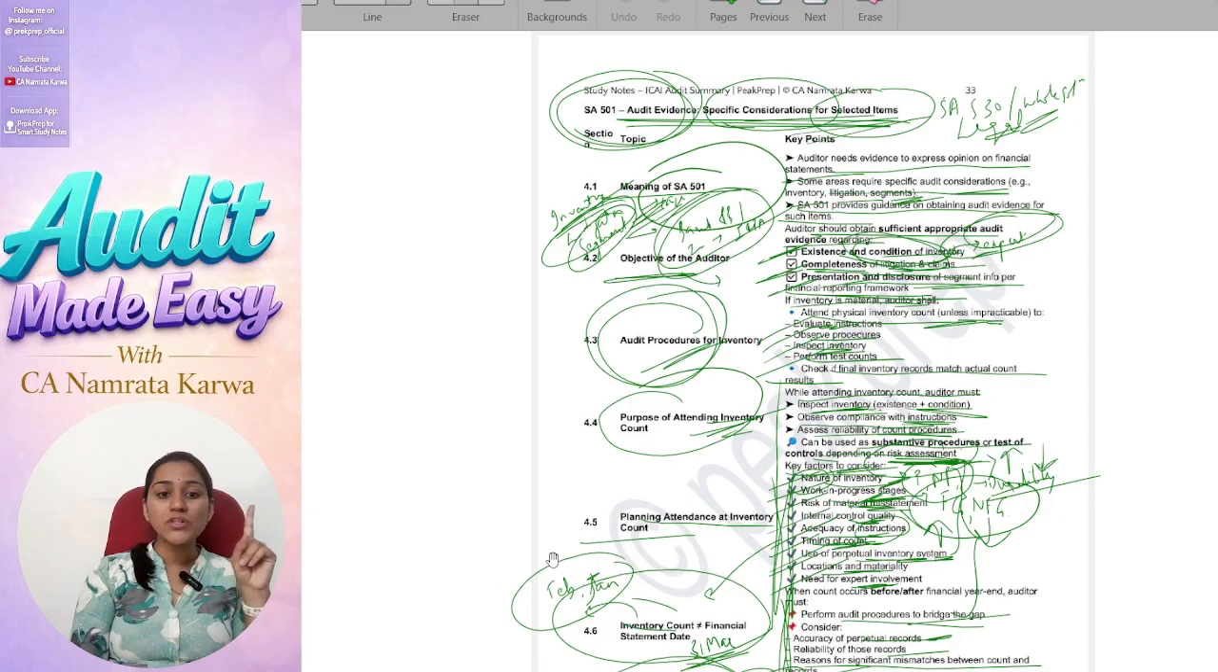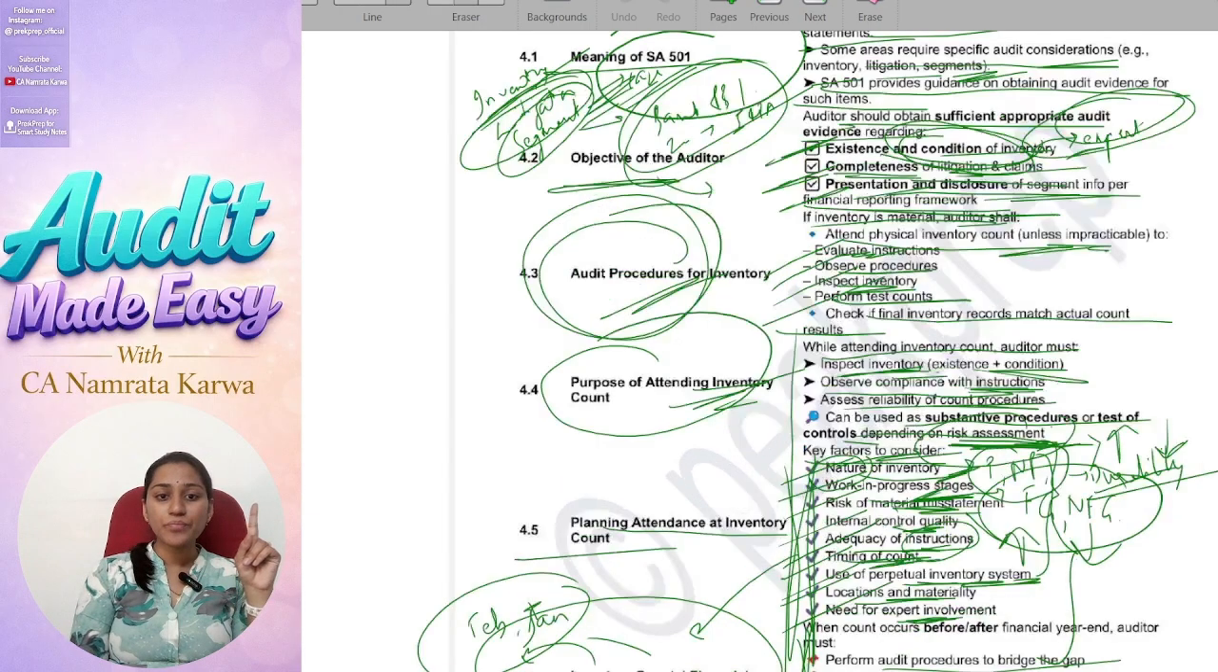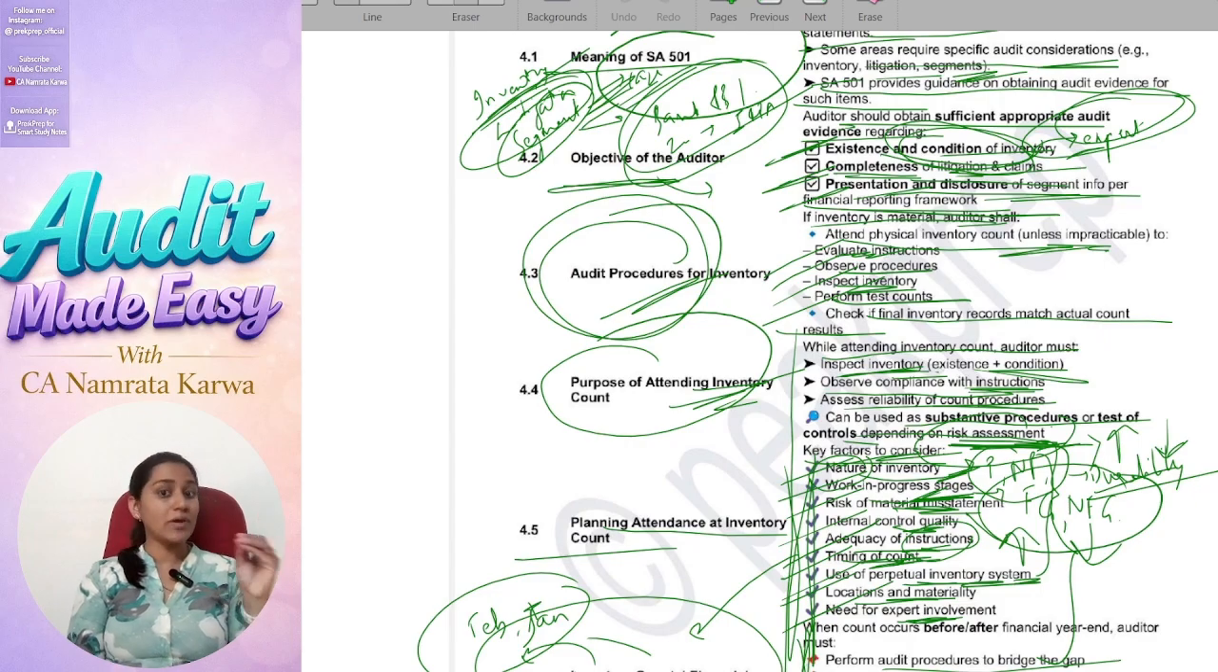The very first one is inventory, which we have completed thoroughly, as you can see on the screen. We have studied a lot on this, the existence and the occurrence part, the existence and the condition part. Then litigation and claims, and the last one will be segment information.